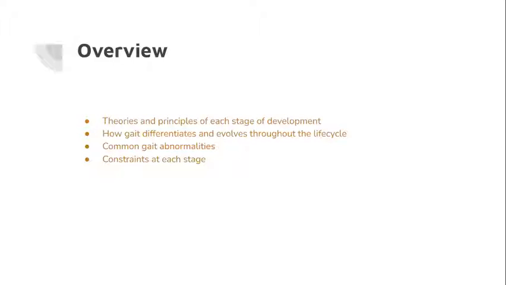So, a little overview of what we're going to be doing today. I'm going to be going over basic theories and principles of each stage of development, how gait differentiates and evolves throughout the life cycle, common gait abnormalities and constraints at each stage. And I'm going to explain what that is in just 1 second.